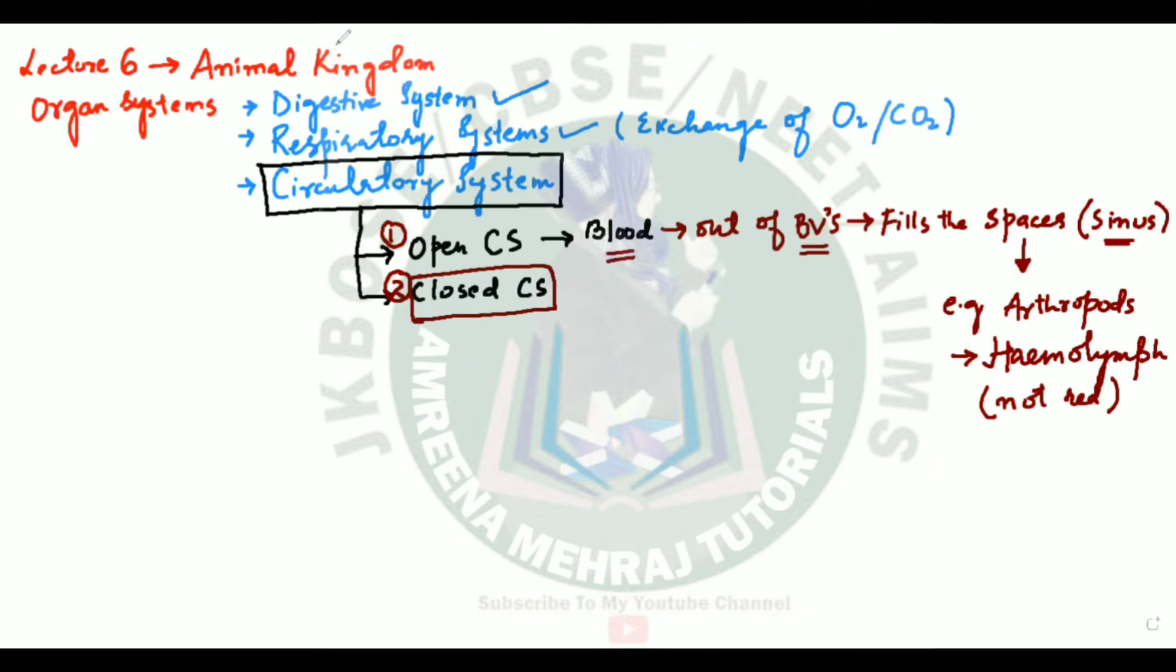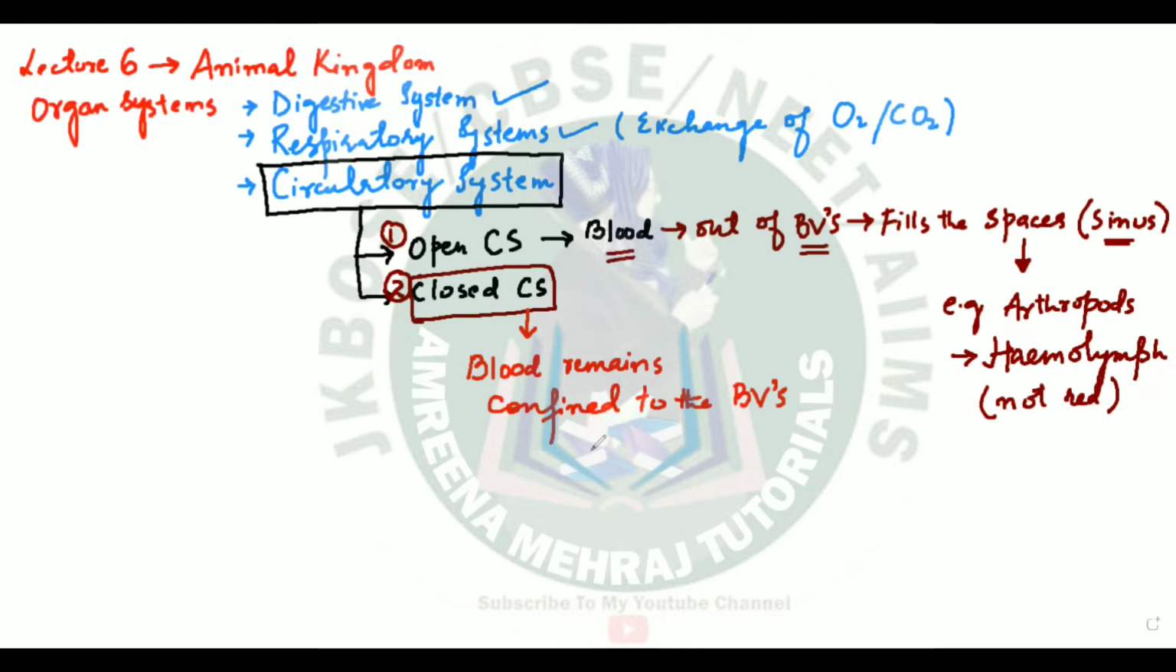Now, what do we see in closed circulatory system? We see here that blood doesn't come out of the blood vessels. The blood remains confined. It remains confined to the blood vessels.